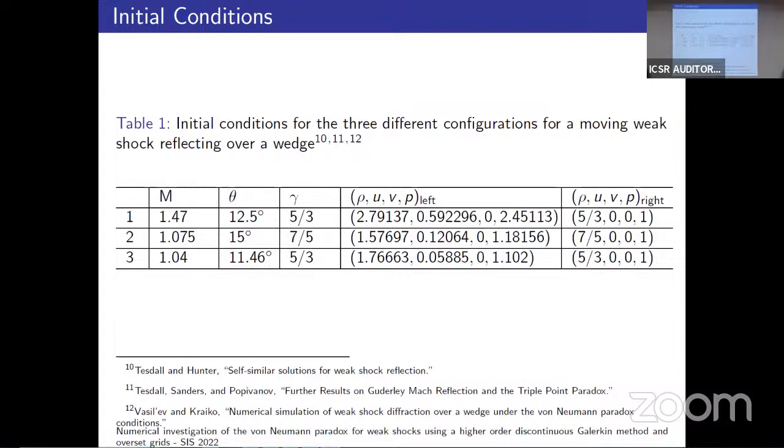that we have used for our study. So these three are the initial conditions for the different configurations.